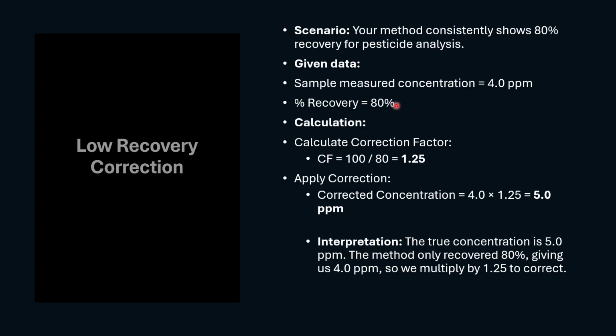So the recovery that was lost was corrected by using the correction factor. So the true concentration is 5 ppm. The method only recovered 80%, giving us 4 ppm. So we multiplied by the correction factor, that is 1.25, to correct it.